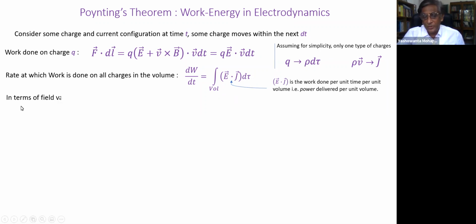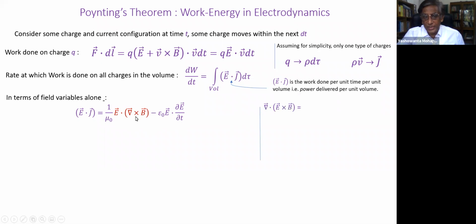Now in terms of field variables alone, if I want to write this down, then E dot J I can write down in terms of E and replace J by del cross B by mu naught, and of course epsilon naught del E by del t. This is the displacement current, and this is the real current, del cross B by mu naught, in E dot J. So there are two terms coming from displacement current and real current.